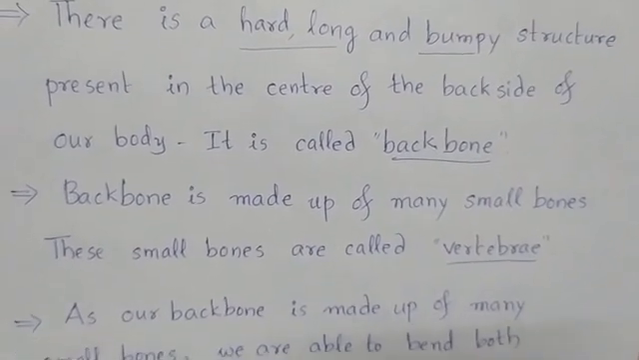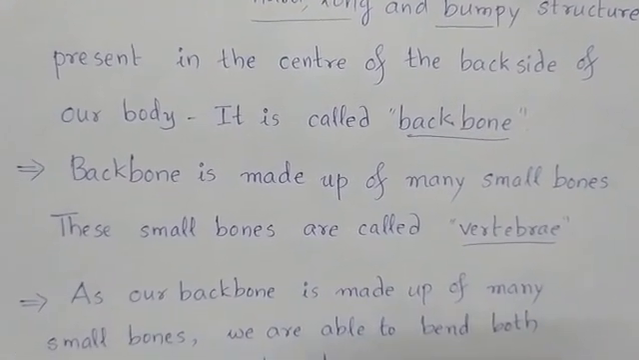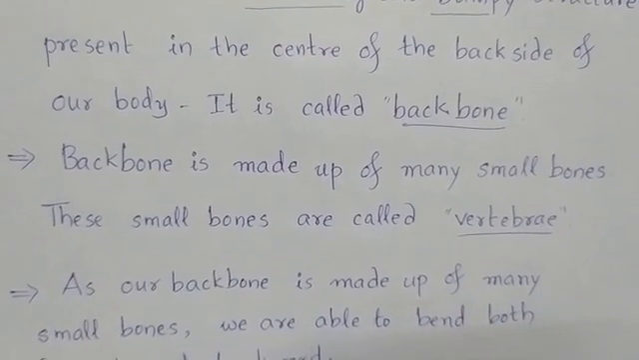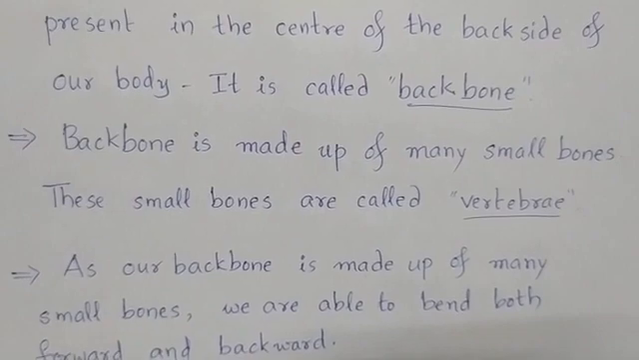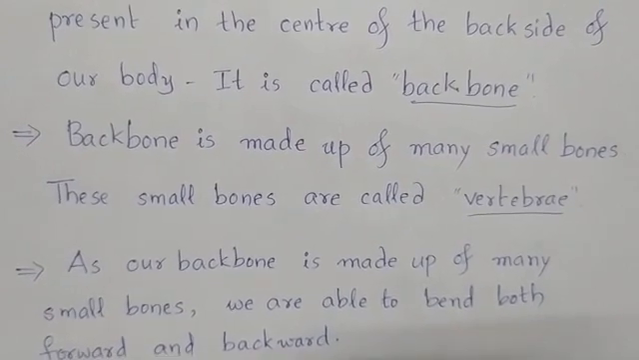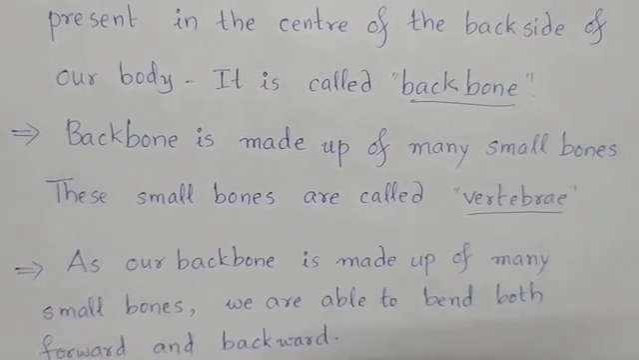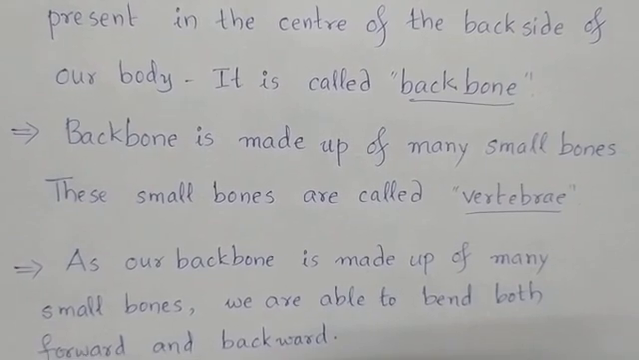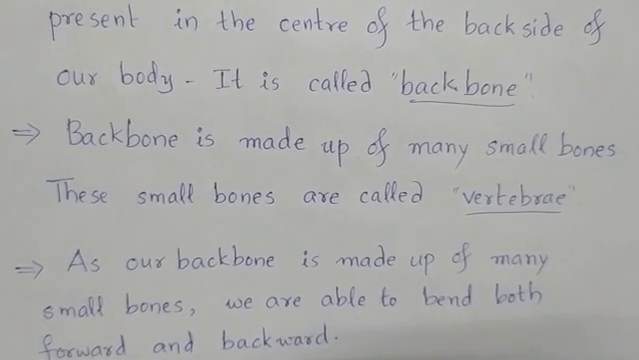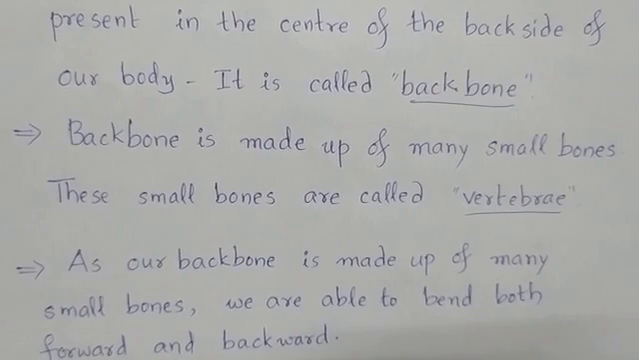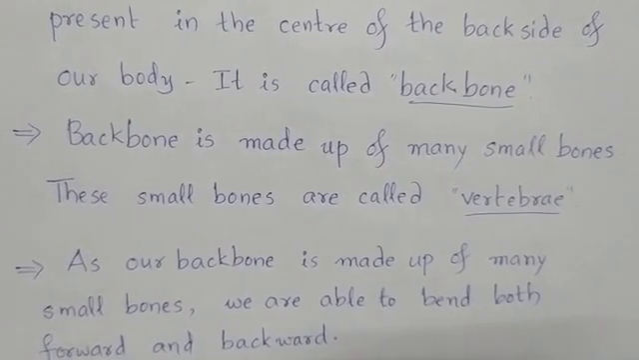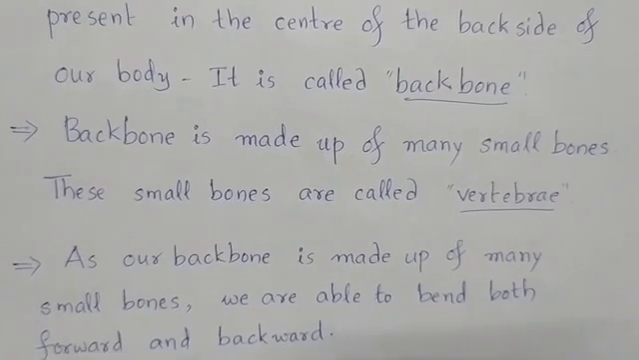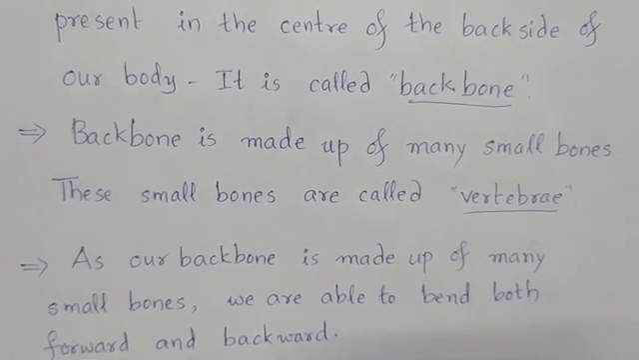And as I already told you, as our backbone is made up of many small bones, we are able to bend both forward and backward. If our backbone had been made with a single long bone-like structure, this bending would not be possible.